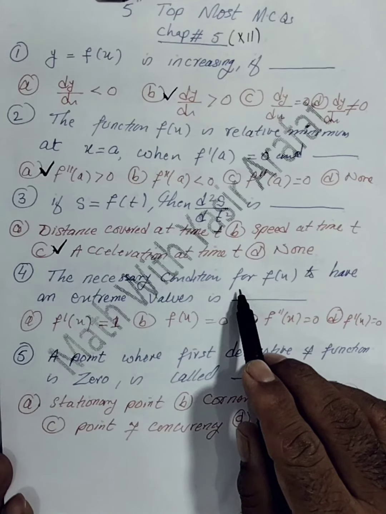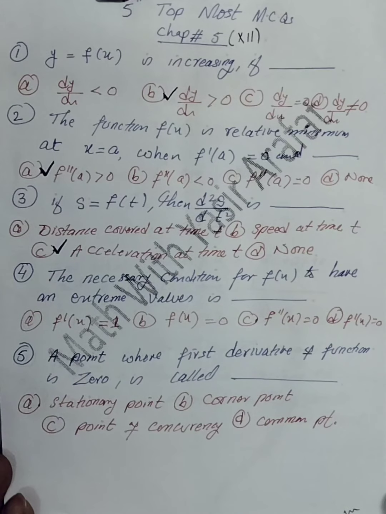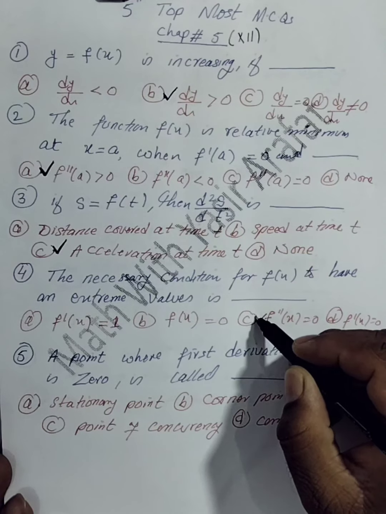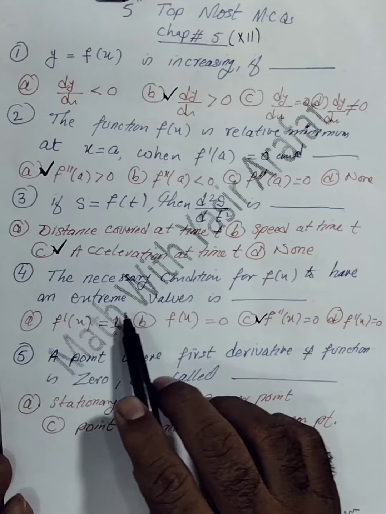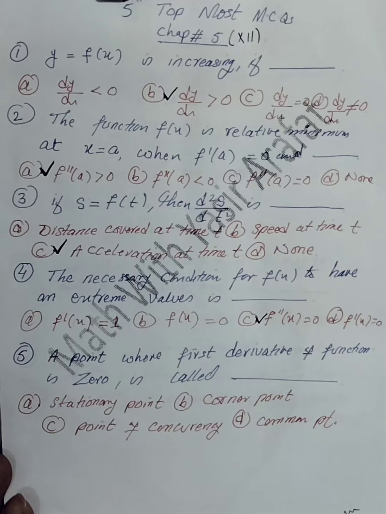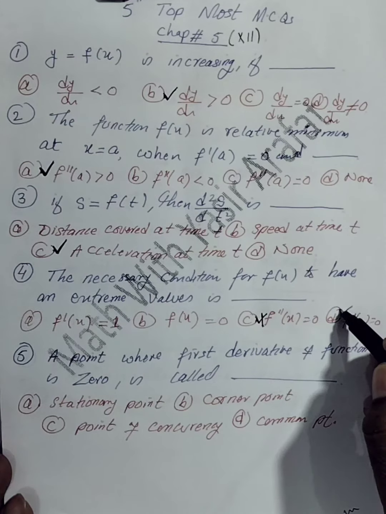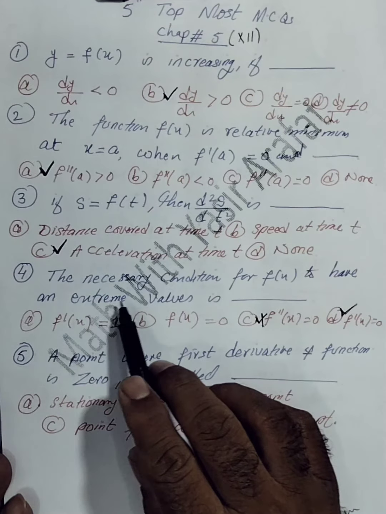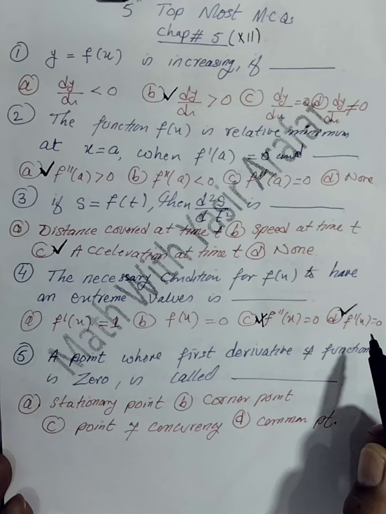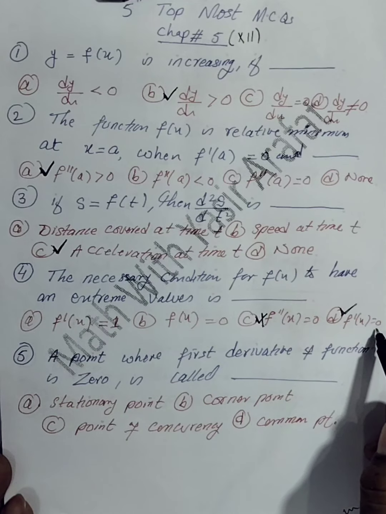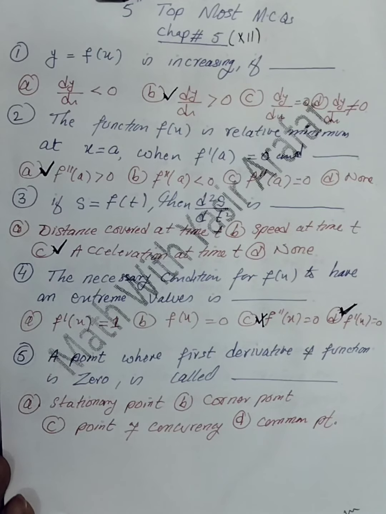The necessary condition for f of x to have an extreme values if first derivative, second derivative will be equal to 0. If the necessary conditions for f of x to have an extreme values, if we have to put the first derivative equal to 0, D option is correct. The necessary condition for f of x to have an extreme values, then if we have to find out the extreme values, we have to put the first derivative equal to 0. So here D option is correct, not C. D option is correct in this situation here.